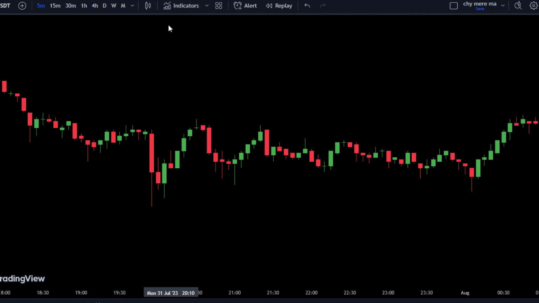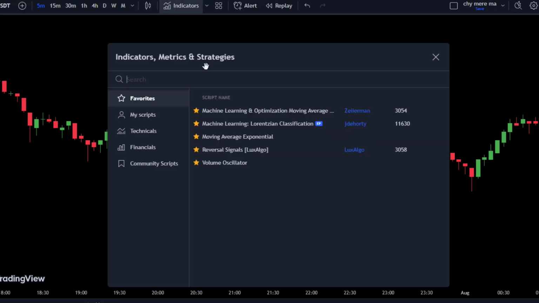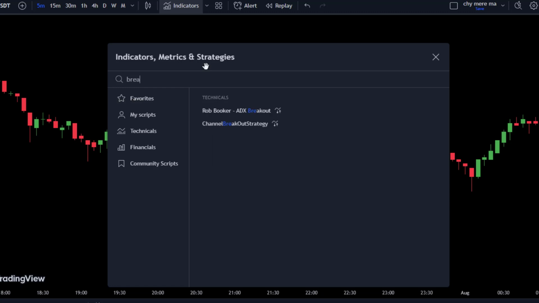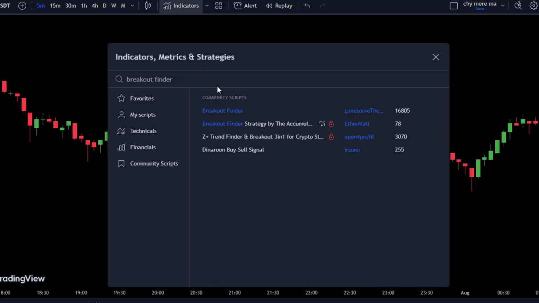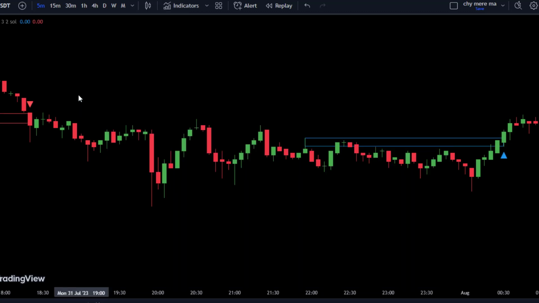To add this indicator on the chart, let's navigate to the indicator search bar. There we are going to search for Breakout Finder made by Blue. After that, let's set the indicator. Then we go to indicator setting.